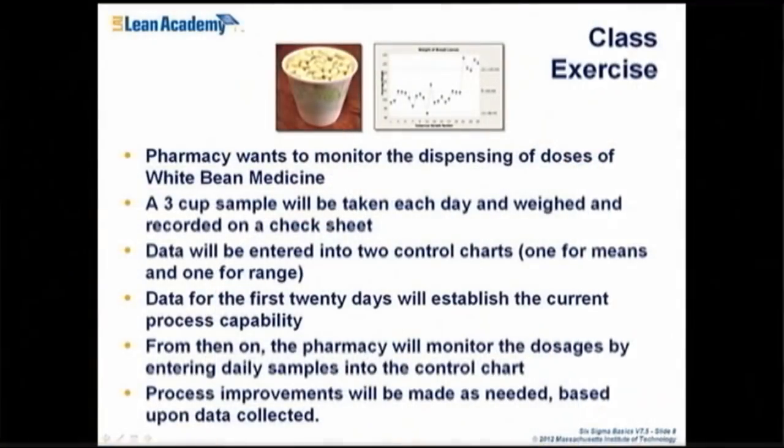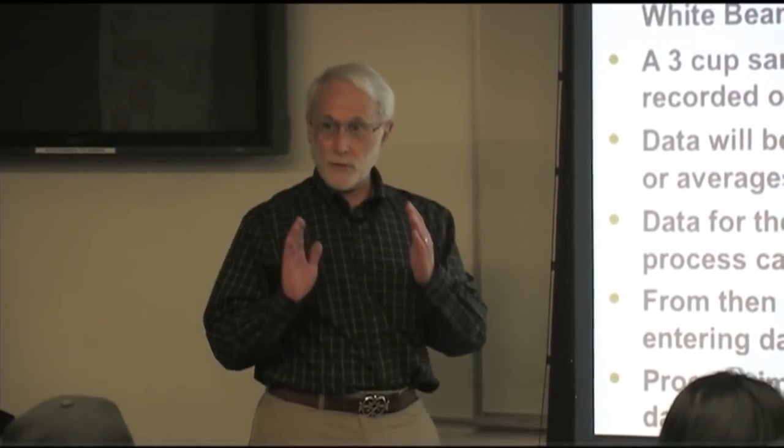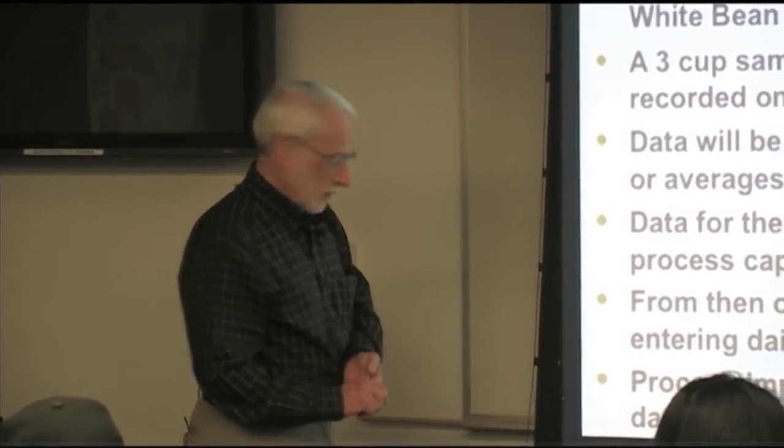So we have a 3-cup sample. We're going to enter data into control charts, one for the average weight and one for the range of the weight of the 3 cups. We're going to use 20 days to establish our process capability. We'll measure for 20 days, and that will tell us whether we have a stable process. Then we can monitor after that. That's what we're going to do.